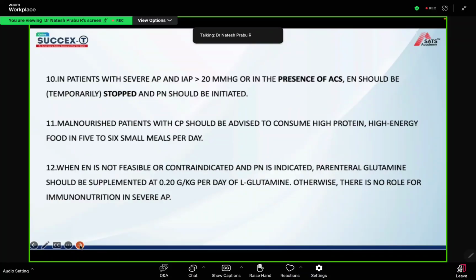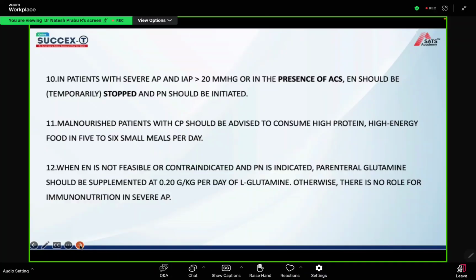So in presence of ACS, definitely the enteral nutrition should be stopped temporarily and reassessment should be done at frequent intervals. So in malnourished patients, probably this is chronic pancreatitis. We need to supplement small feedings of 5 to 6 small meals per day.